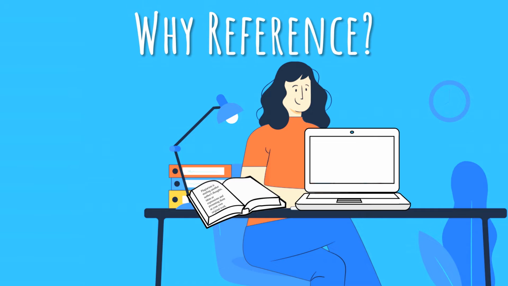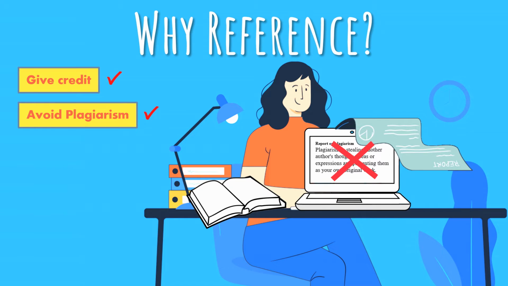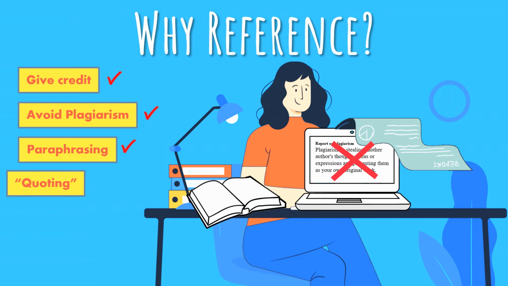So why should we reference? Let's say that you're writing a report for school and you find some useful information on a website or from a book. Simply copying and pasting this information and pretending that it's your own is known as plagiarism. Plagiarism is a serious academic offense and should be avoided at all costs. Simply adding a reference to your work will allow you to give credit to the original authors of the information, allowing you to avoid plagiarism. A reference must be added even if you are paraphrasing and rewriting the information in your own words. It must also be added if you're quoting directly from the book or website.